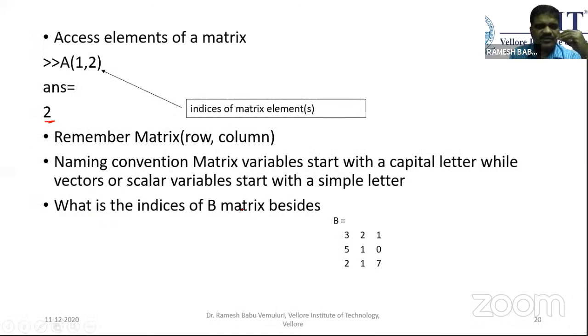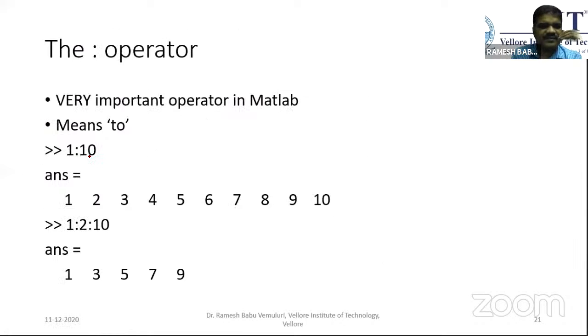So that's what is called the row and the column. Operator: 1 colon 10. So that means here also you kept only one colon.